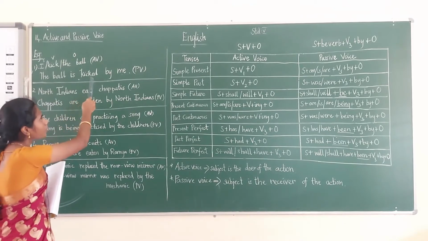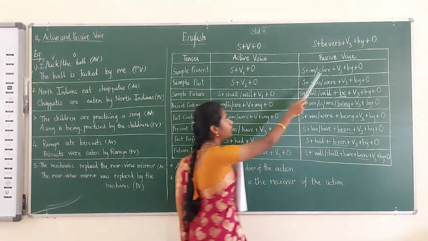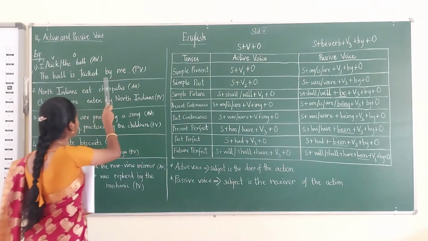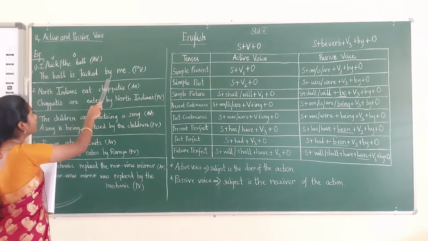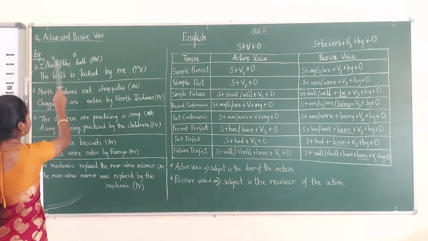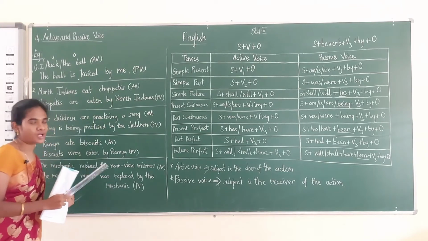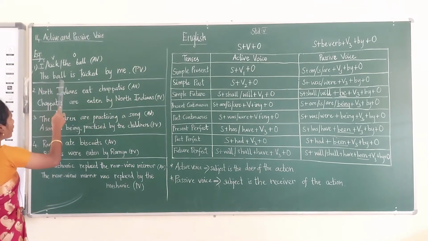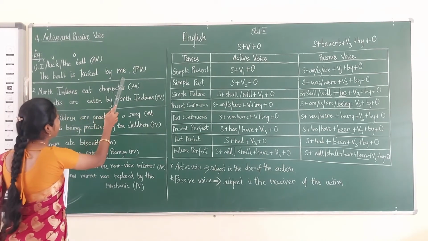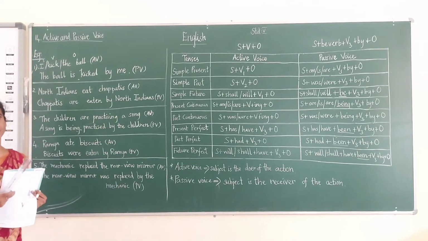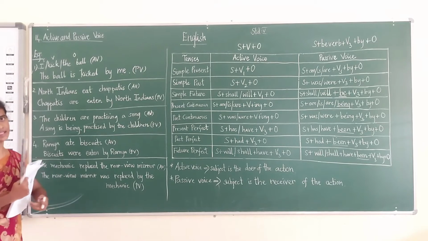Okay. The next what you have to do? We have to add by, and after that we have to put the object. So we have written by. Then the subject that is there, here becomes the object. So I is turned into me. Okay, now read the sentence. The ball is kicked by me. Okay, have you got it? So this is how you have to change the active voice into the passive voice.